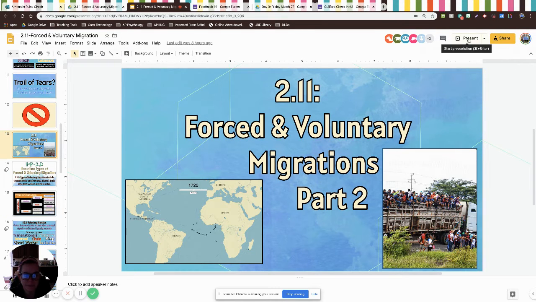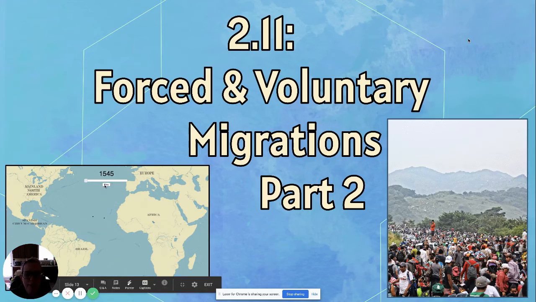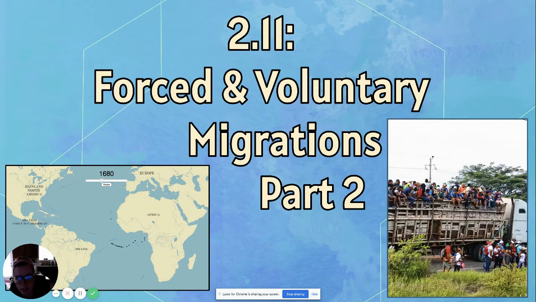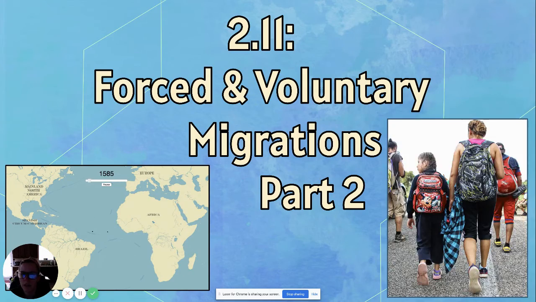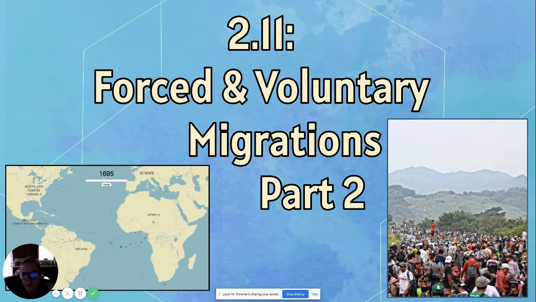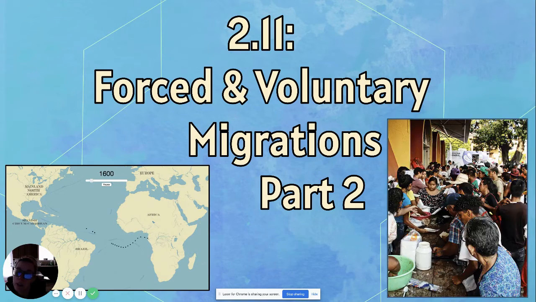Hey guys. All right, so we're picking up with 2.11. We're going to be doing voluntary migrations. This is part two. It's going to be a lot of vocabulary. I feel like it's pretty easy once you get the definitions of things we don't necessarily know or use every day. But we're going to be doing a lot of comparing and contrasting.